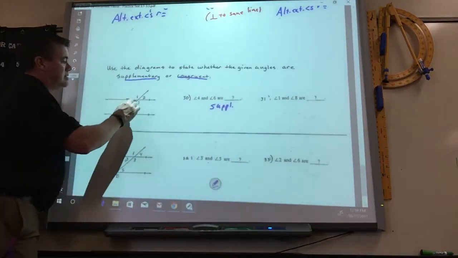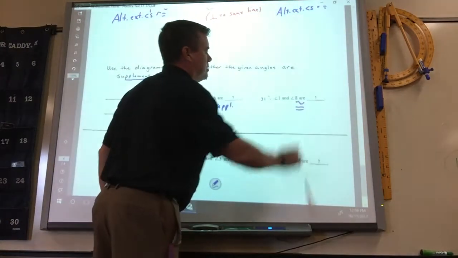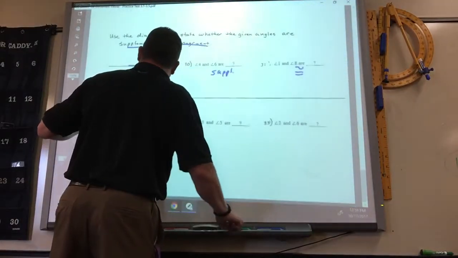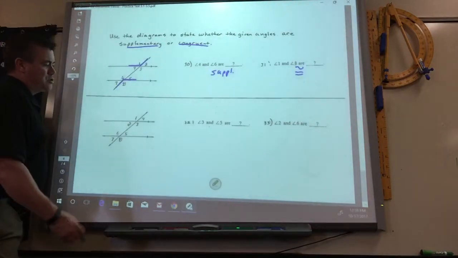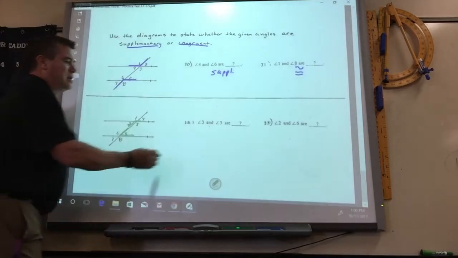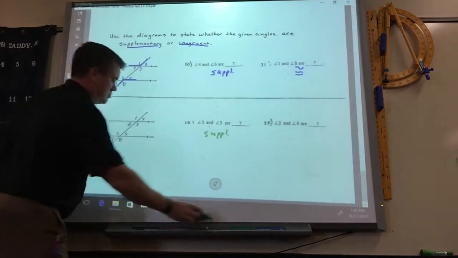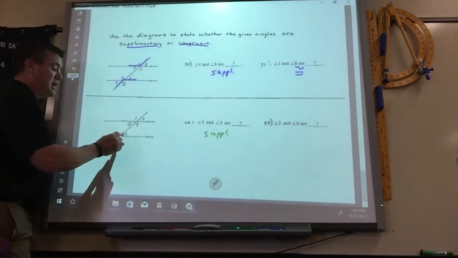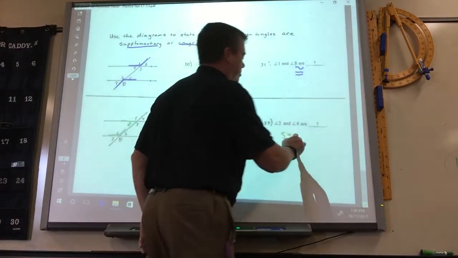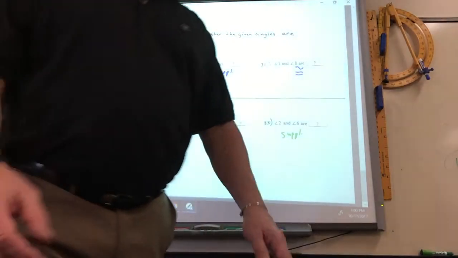1 and 8. Congruent. You can just put the congruent sign. You can write it if you want. Okay, and then this one, 3 and 5. Supplementary because they're same side interior. 2 and 6 are also supplementary because they're the other same side interior. Boom, I got them all. Alright, so it should be pretty easy.